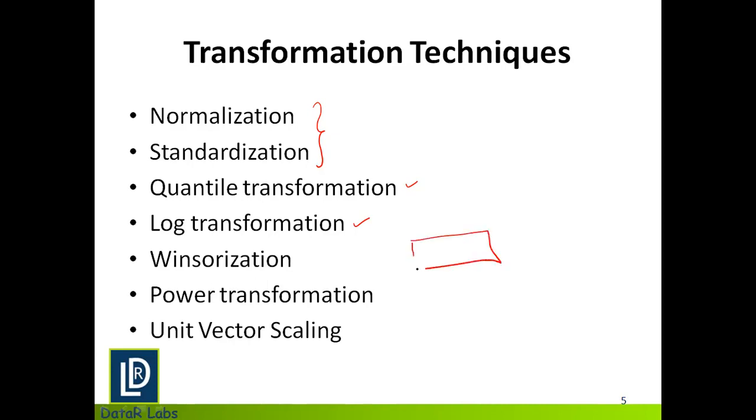So if I have data which is beyond the scope of my whiskers, in this case I have drawn a simple box plot, I'll simply clip off the numbers above this whisker, or above any point for that matter. And I'll say that all the values which are outliers or beyond a certain point would be replaced by this point. And then I also have techniques like power transformation and unit vector scaling.